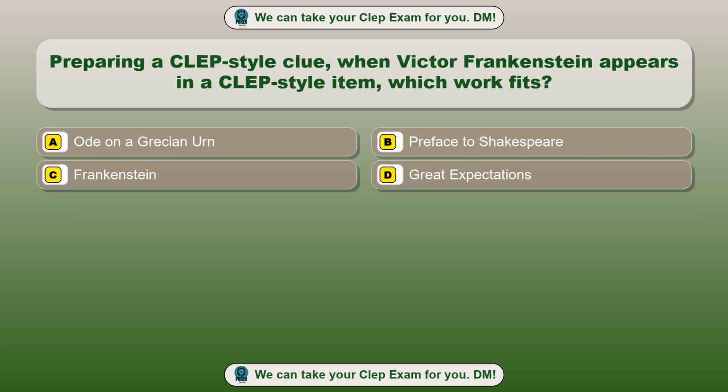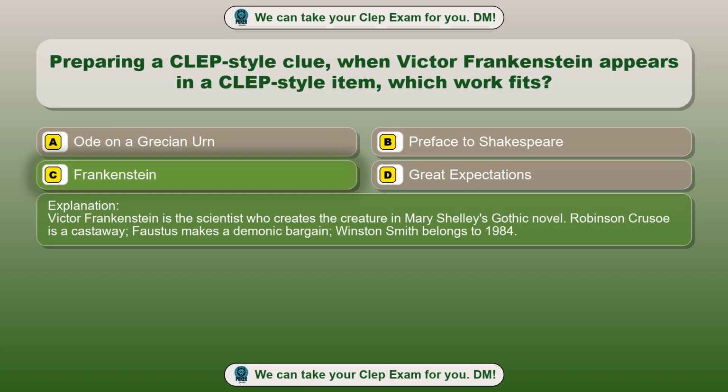Question 57. Preparing a CLEP-style clue, when Victor Frankenstein appears in a CLEP-style item, which work fits? Option A, Ode on a Grecian Urn. Option B, Preface to Shakespeare. Option C, Frankenstein. Option D, Great Expectations. The correct answer is option C, Frankenstein. Victor Frankenstein is the scientist who creates the creature in Mary Shelley's Gothic novel. Robinson Crusoe is a castaway, Faustus makes a demonic bargain, Winston Smith belongs to 1984.